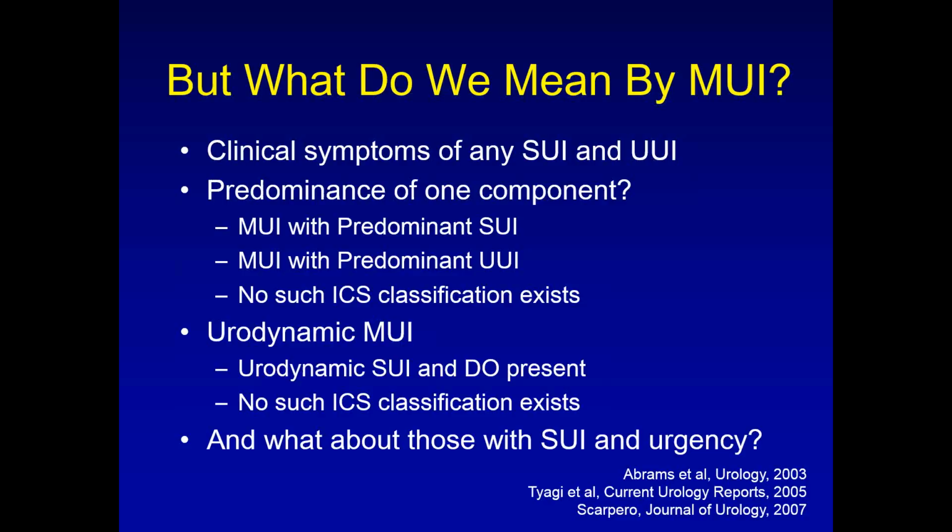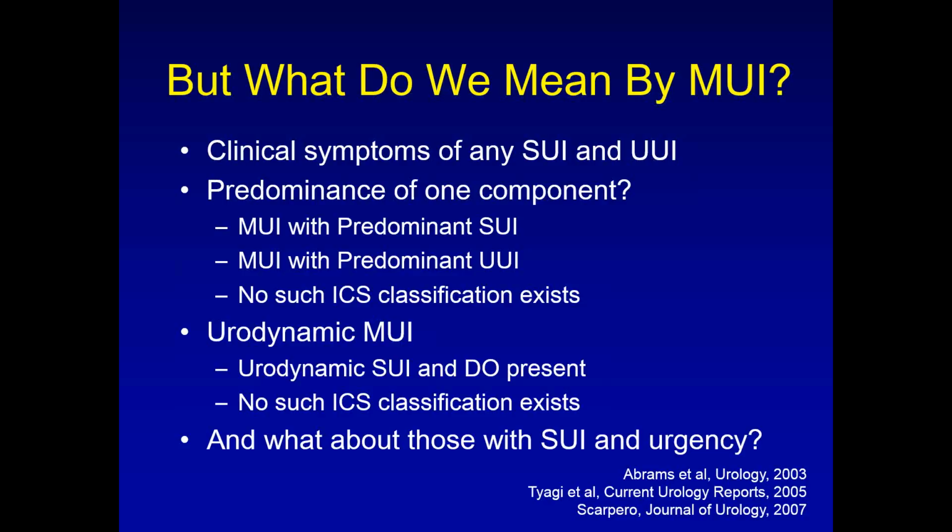Or the other way around, I have a little bit of urgency, but I can usually make it there, but when I leak and cough and sneeze, that's what bothers me the most. So when we say predominant stress incontinence or predominant urge incontinence, it usually implies what the patient is saying to you. It's not a urodynamic finding. It's not an exam finding. It's typically going to be more of you ascertain the patient had mixed incontinence and they have one component or the other is more bothersome to them. There are no ICS classifications for this.